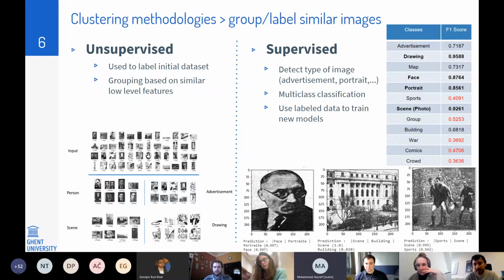Like you have a scene, and you have to determine whether it's a building scene, or a scene of a sport, or a scene of a war, or any other thing. And it's the same case in drawings as well. Either it's a map, or a drawing of a face, or some advertisement.